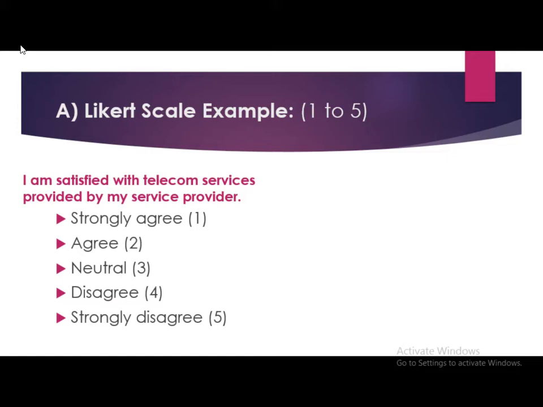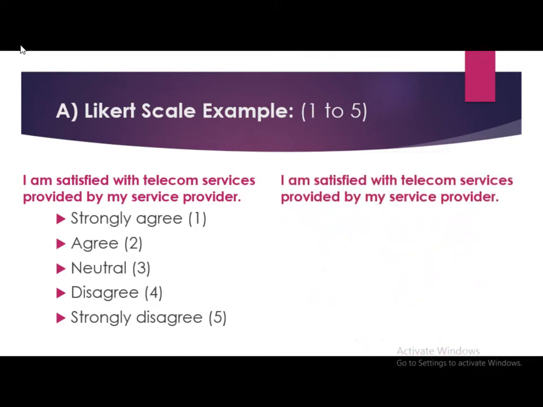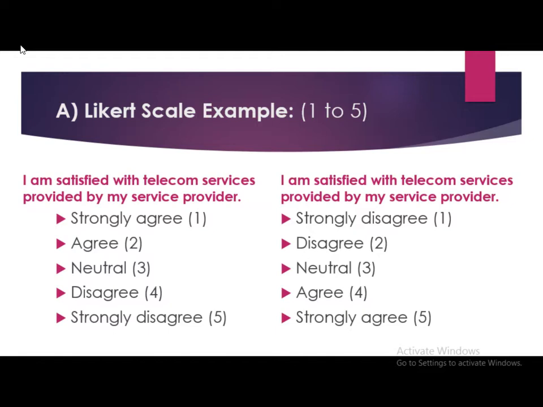Similarly, the options of the Likert scale can be reversed like this. The statement is the same, but the options are exactly reversed. So we are starting with strongly disagree, then disagree, neutral, agree, and strongly agree. This can also be a Likert scale. In the first case we started with strongly agree, that is positive, and ended with strongly disagree, that is negative. But the same can be exactly reversed. We can start with strongly disagree and end with strongly agree. Again, the weights can be reversed, like strongly disagree given weight 1, then 2, 3, 4, and 5.